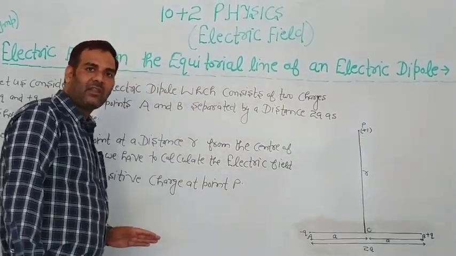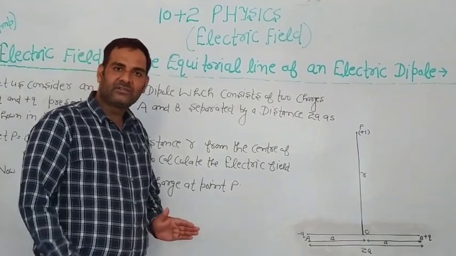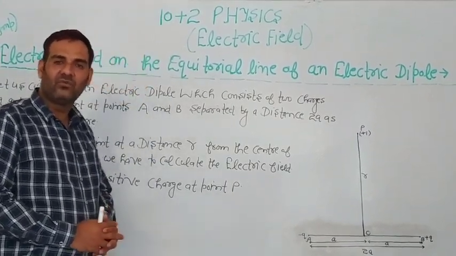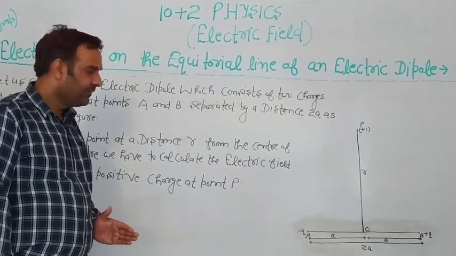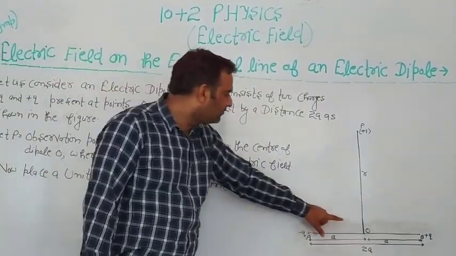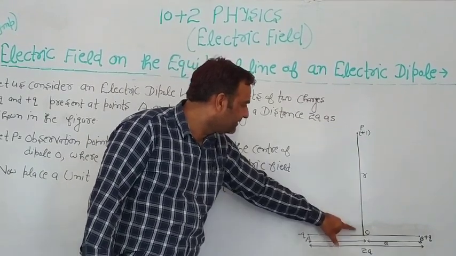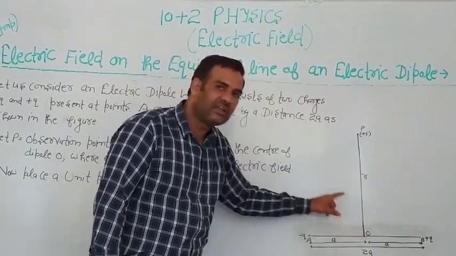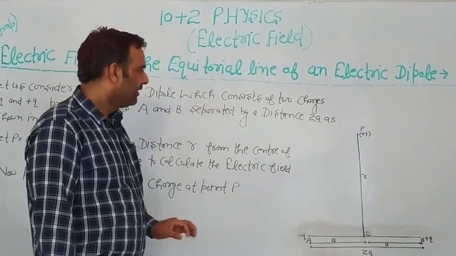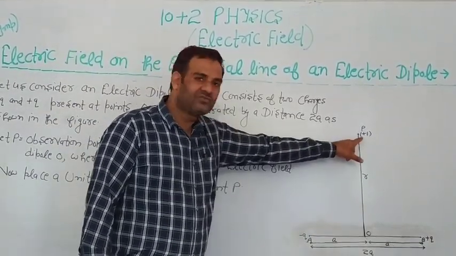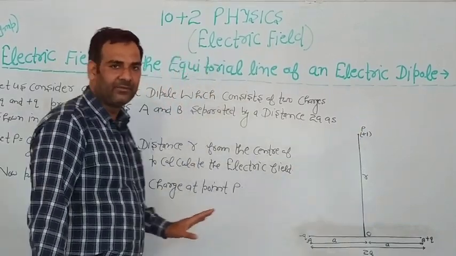Clear? We have an electric dipole AB which consists of two charges minus Q and plus Q separated by a certain distance 2a, and P is the observation point at a distance r from the center of the dipole, where we have to calculate the electric intensity. Now place a unit positive charge at the point P.